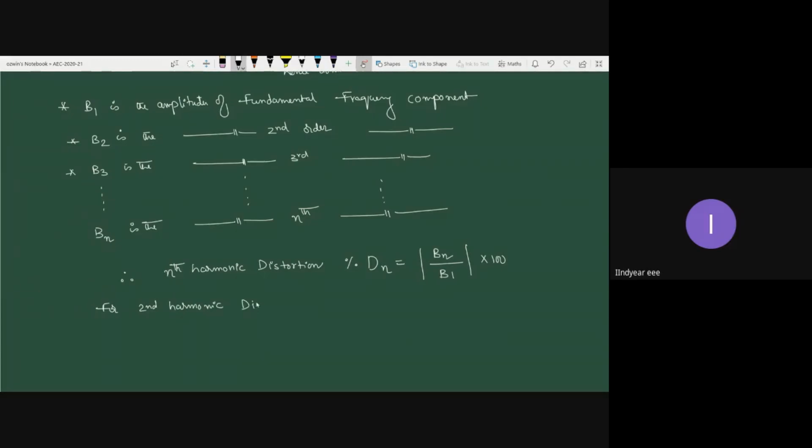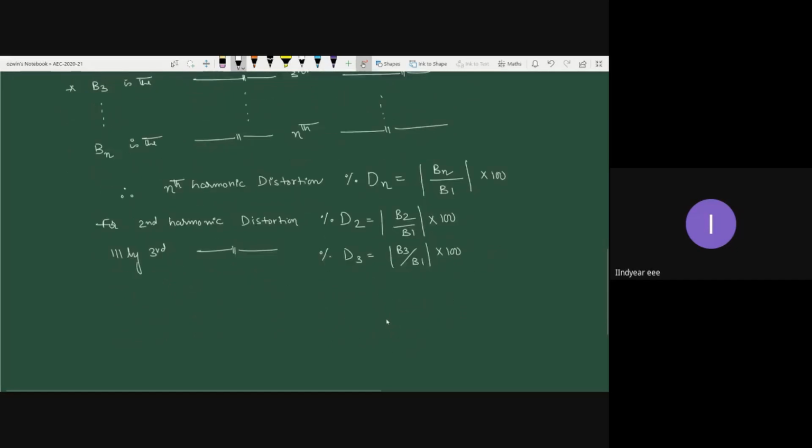Similarly, you can write for second order, the second harmonic distortion. Second means n is equal to 2. So percentage D2 is equal to B2 divided by B1, into 100. Similarly, third harmonic distortion, you can write as percentage D3 is equal to B3 by B1, into 100. This is how we calculate the harmonic distortion.